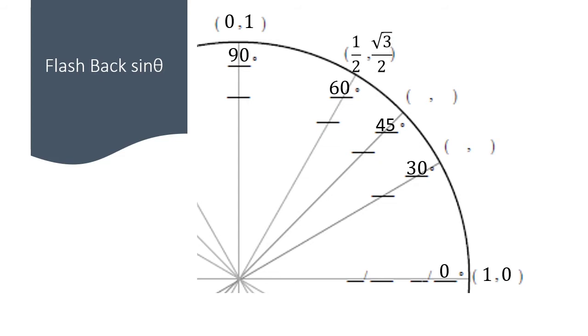At 60 degrees, we have coordinates of 1/2 and √3/2. At 45 degrees, they're both √2/2. And at 30 degrees, we have √3/2 and 1/2. Now keep in mind, specifically for sine, it is the y coordinate. So sine of 0 is 0, sine of 30 is 1/2, sine of 45 is √2/2, sine of 60 is √3/2, and sine of 90 is 1. Now what we're going to do is reverse this when we do arcsine.